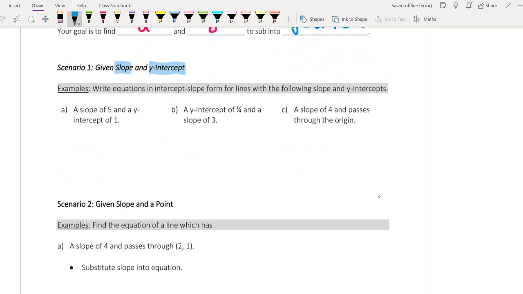So if the slope is 5 and the y-intercept is 1, all we need to do is, instead of writing a, we write 1 for the y-intercept. Instead of writing b, we write 5 for the slope. The second one as well: the y-intercept is 1/4 and the slope is 3, so we write 1/4, and where it's the slope, we write 3.